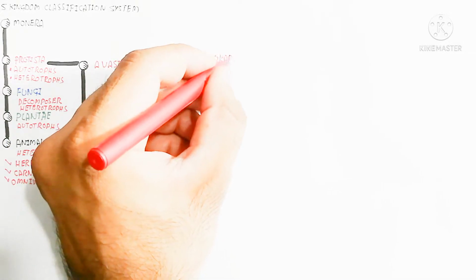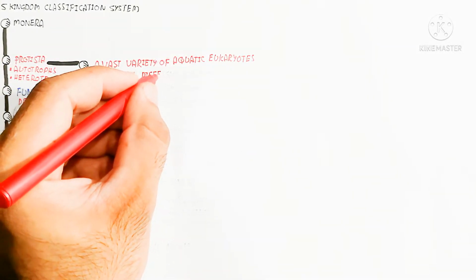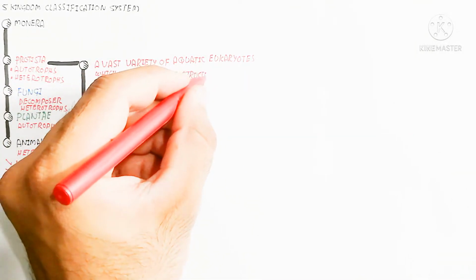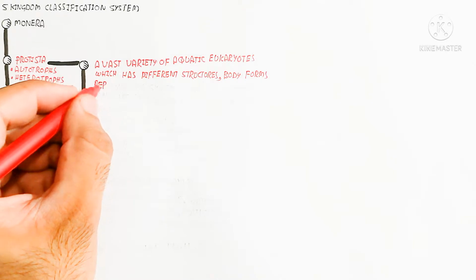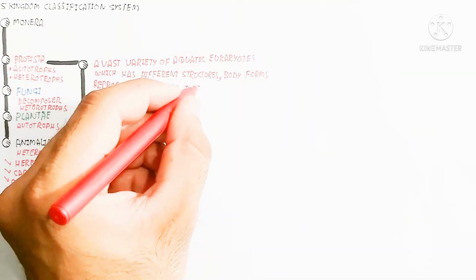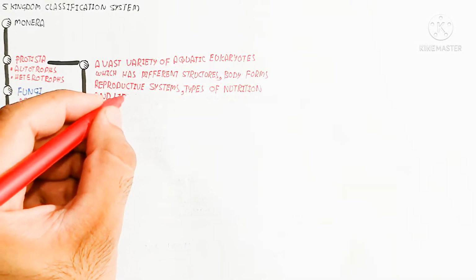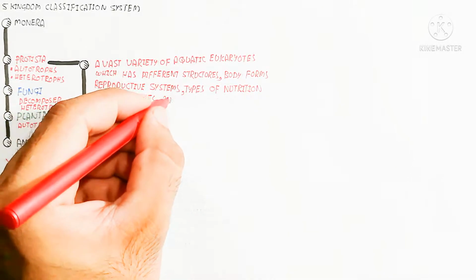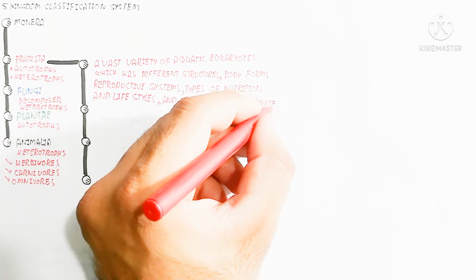A vast variety of aquatic eukaryotes which have different structures, body forms, reproductive systems, types of nutrition and lifestyles, and evolved from prokaryotes are known as Protista. So Protista evolved from the prokaryotes. Prokaryotes mean the bacteria, which are without a nucleus, but circular DNA is present.